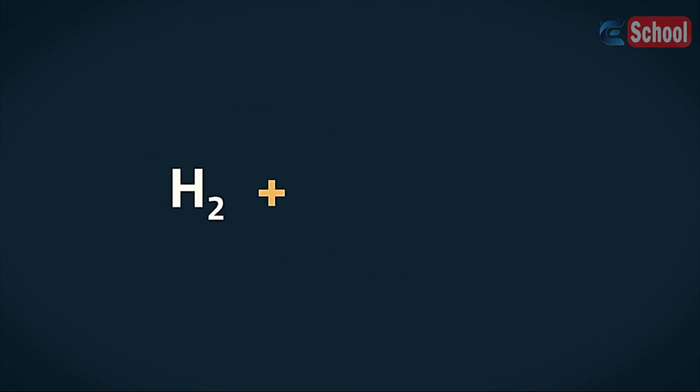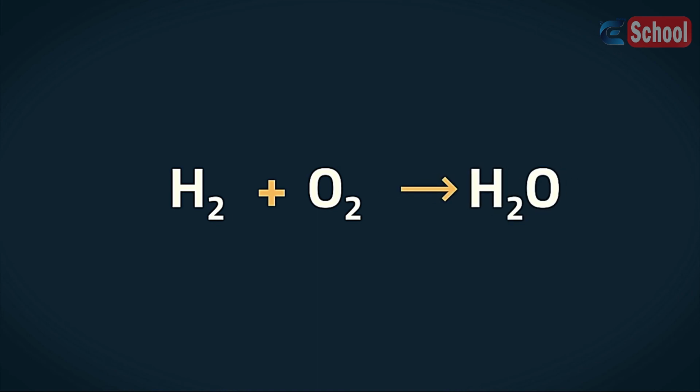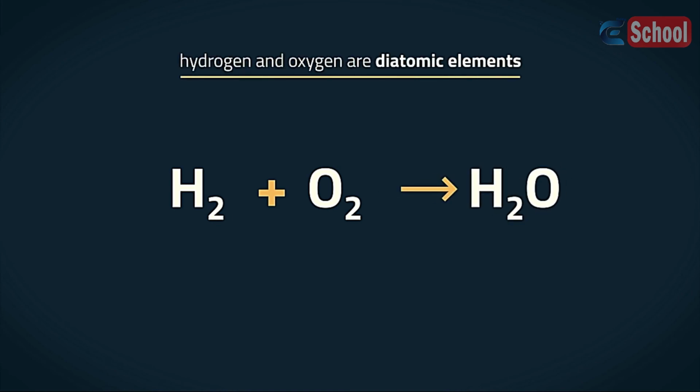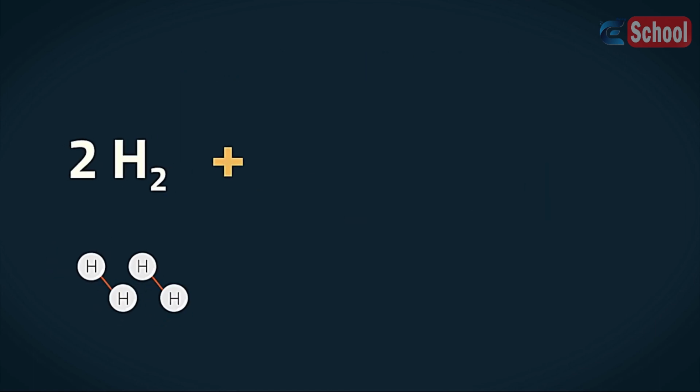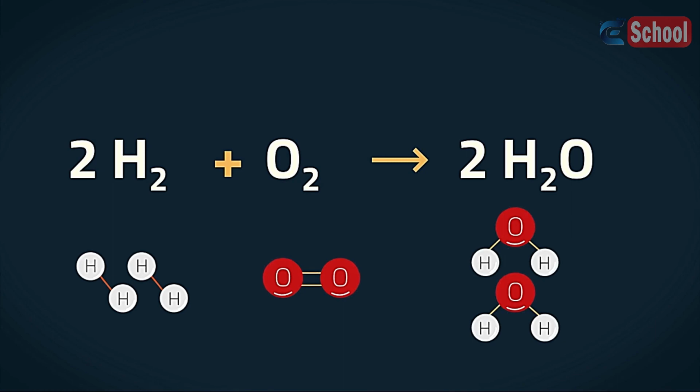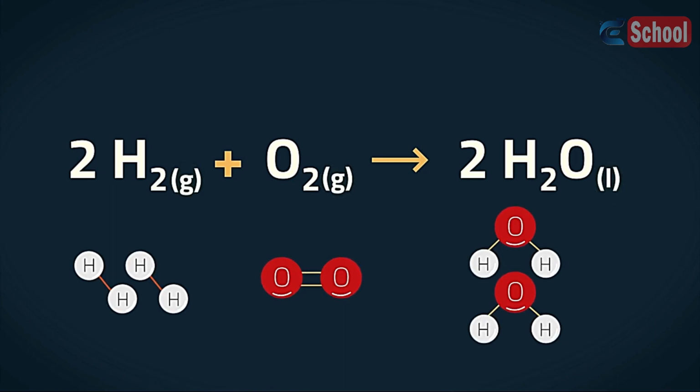Hydrogen gas reacts with oxygen to produce water. As hydrogen and oxygen are diatomic gases, we must also represent that in the equation. Balancing the equation gives us this. Adding the state symbols completes the equation.